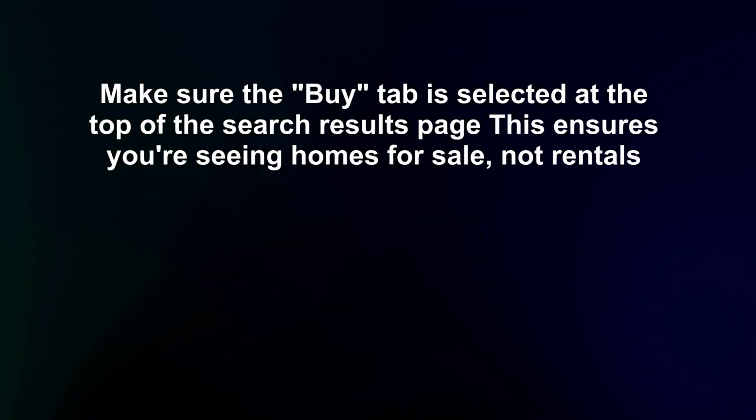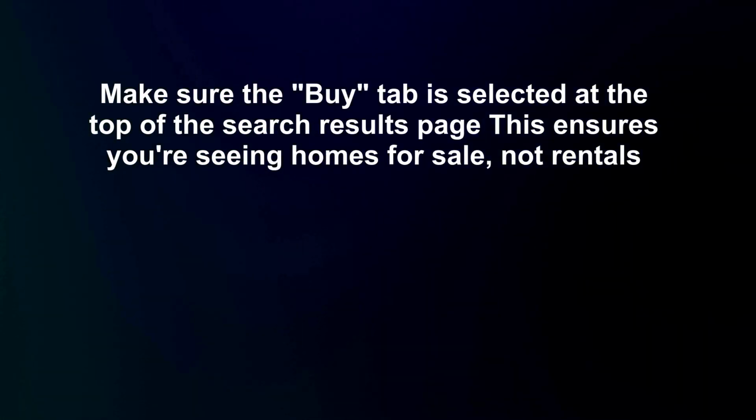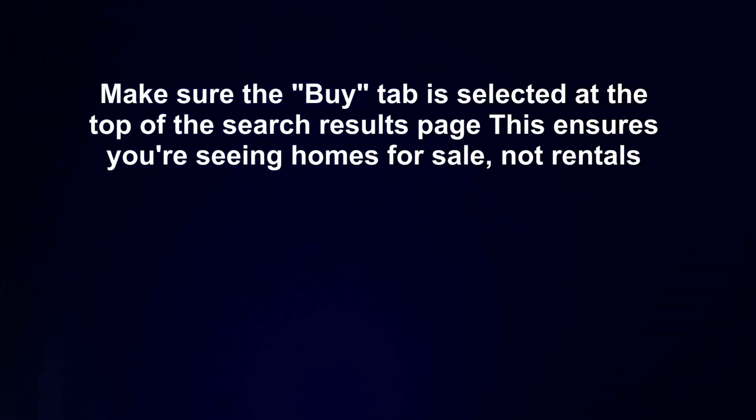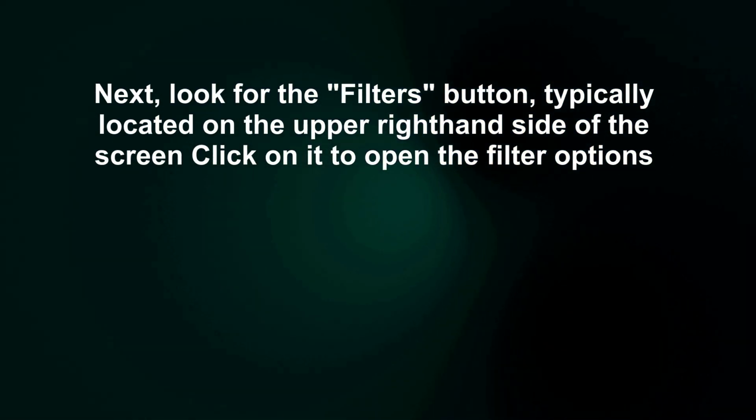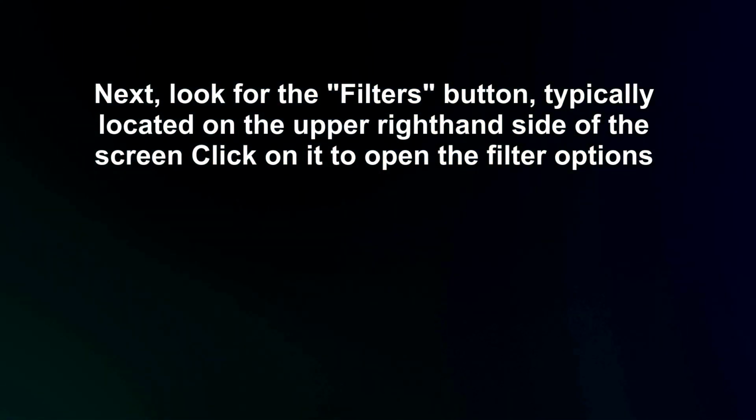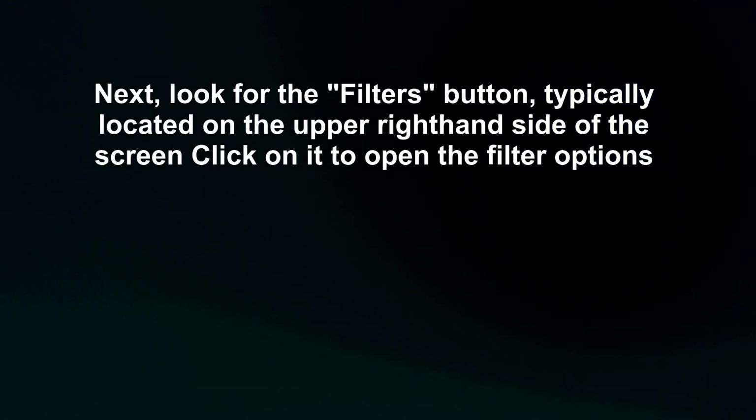Make sure the Buy tab is selected at the top of the search results page. This ensures you're seeing homes for sale, not rentals. Next, look for the Filters button, typically located on the upper right-hand side of the screen. Click on it to open the filter options.